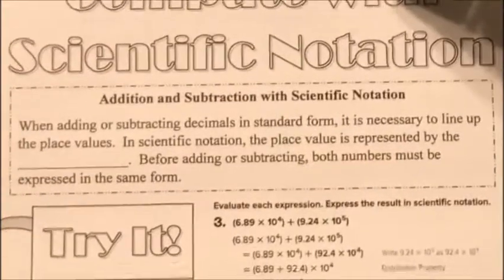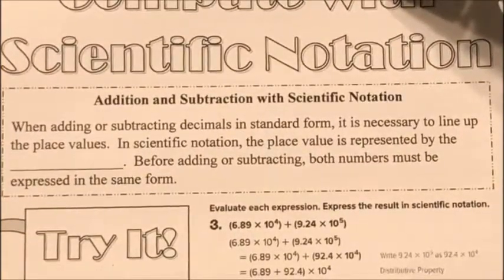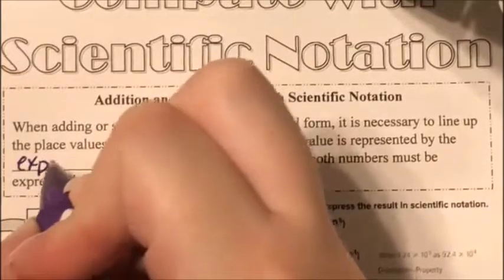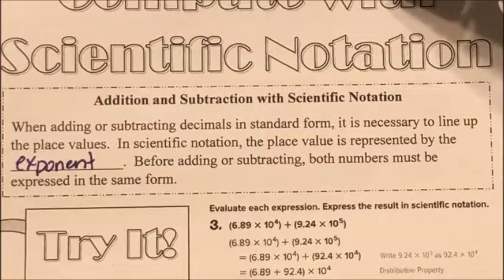So first thing I want to do is look at this top box. It says, when adding or subtracting decimals in standard form, it is necessary to line up the place values. In scientific notation, the place value is represented by the blank. In that blank, you're going to write exponent. Okay, so that makes sense that our exponent represents our place value.